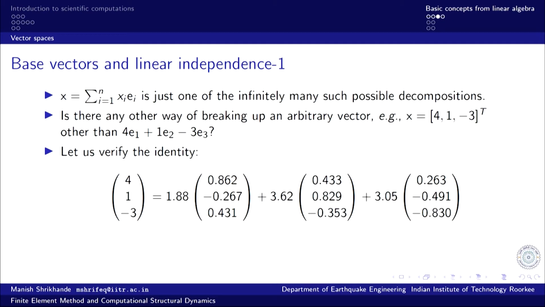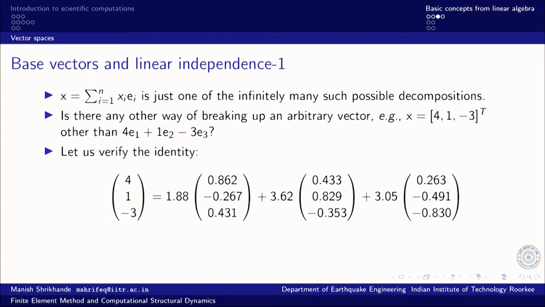So, let us look at it the other way round. I just have these numbers. Does this add up, is the left hand side equal to the right hand side? So, 1.88, again I am using 3 significant digits here. So, 1.88 multiplied by this vector plus 3.62 multiplied by this vector plus 3.05 multiplied by this vector, and you will find that within finite precision arithmetic, more or less, the left hand side is equal to the right hand side.